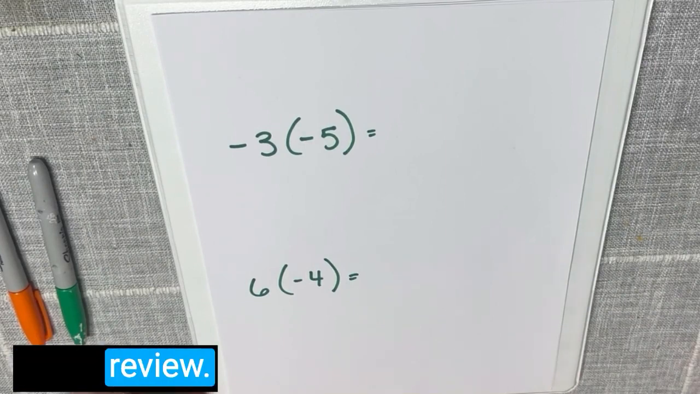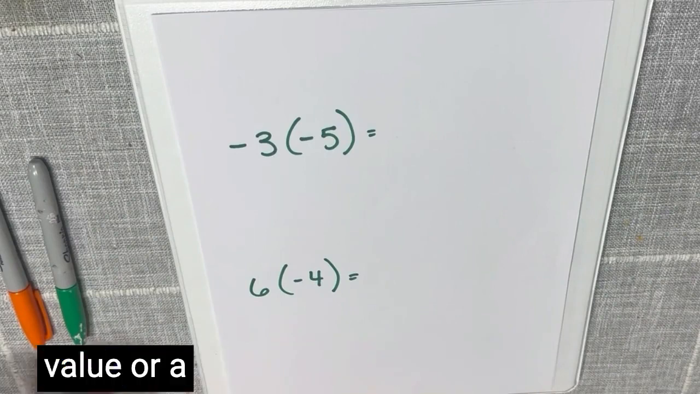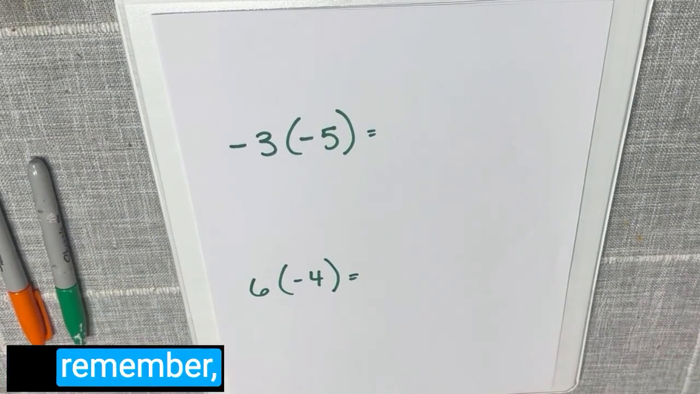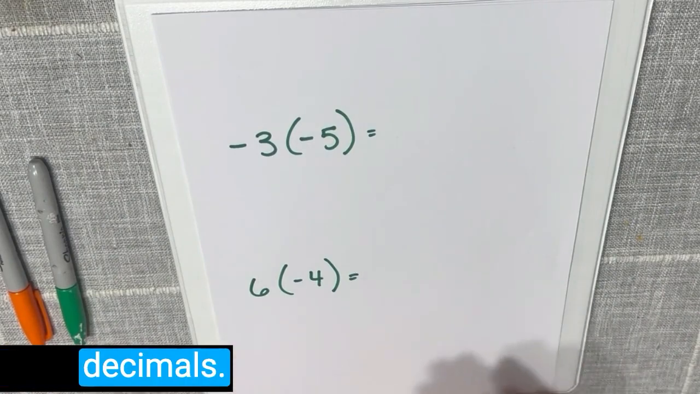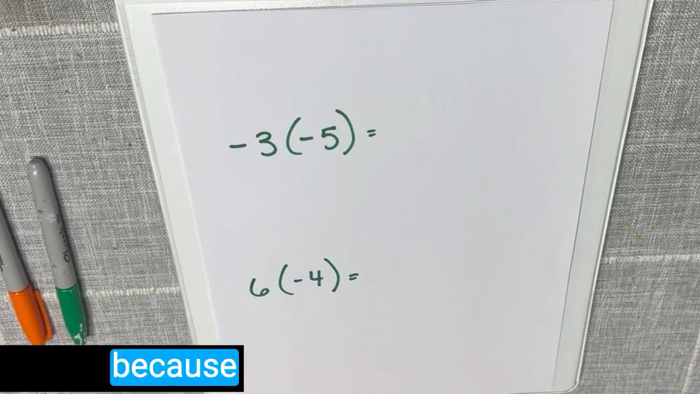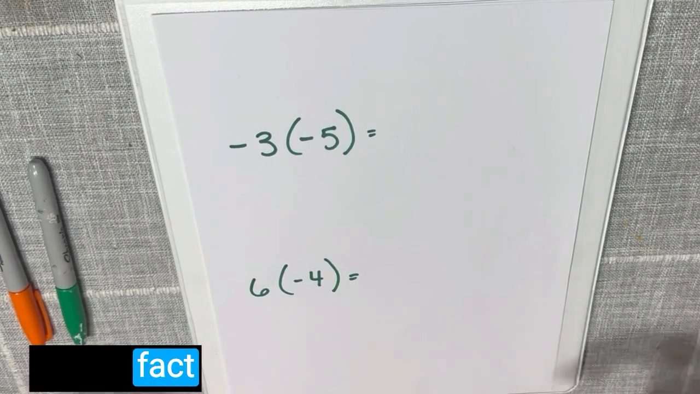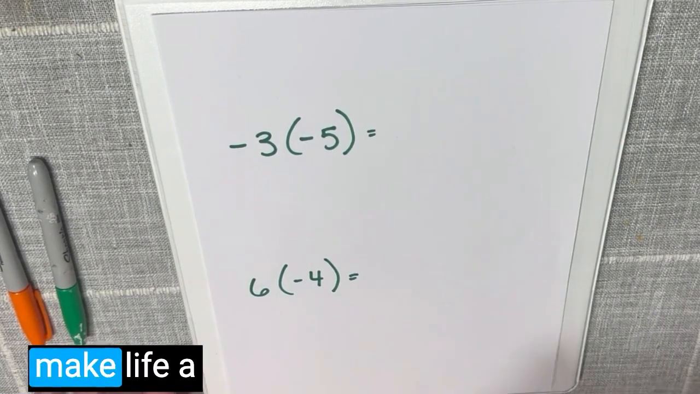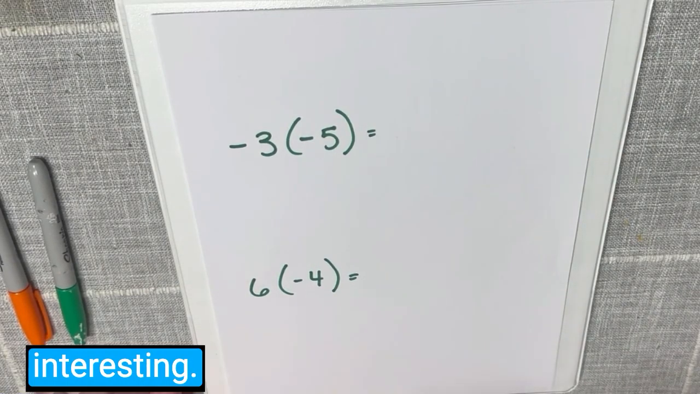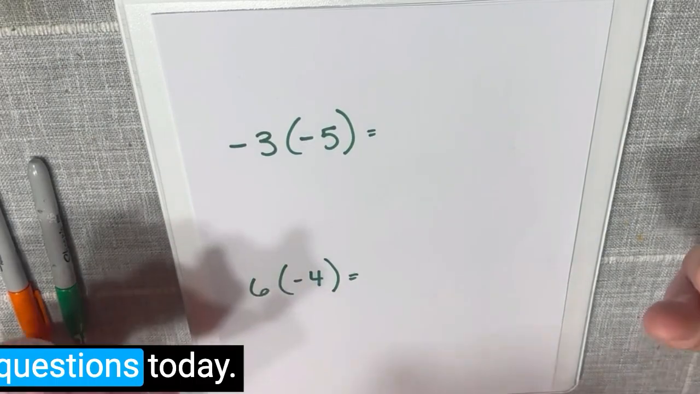And just a review, remember integers are basically whole numbers that could either be a negative value or a positive value. So remember, integers don't have decimals, they don't have fractions, which is great because we don't have to deal with that aspect of it, just focusing on the fact that they could be negative or positive numbers, which could always make life a little bit more interesting. Okay, so we're going to work on 5 questions today.